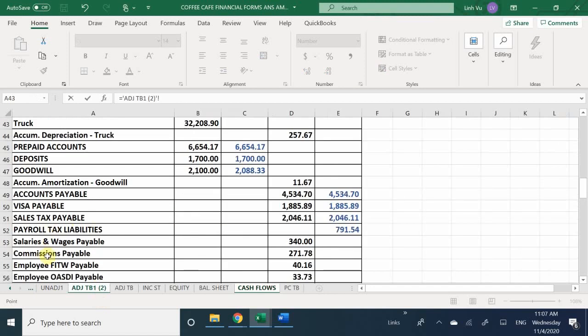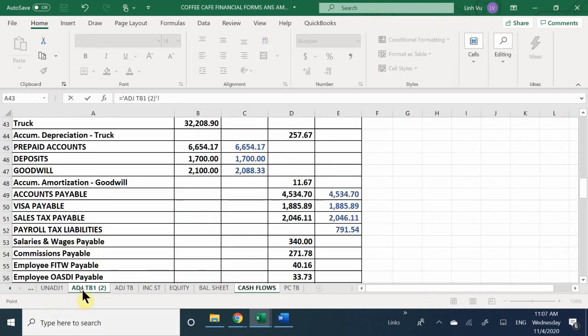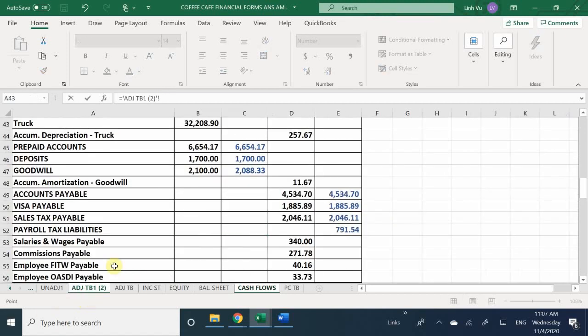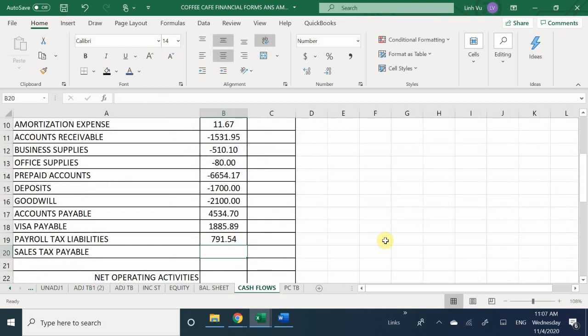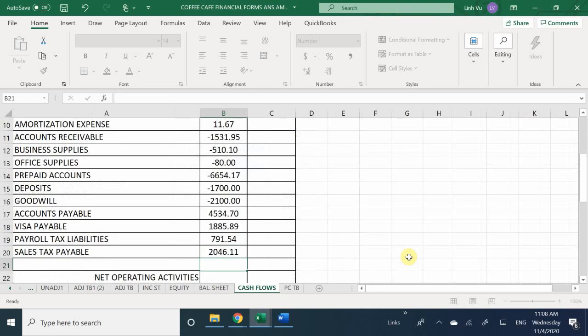So the amount of payables that I owe, all right, accounts payable, I owe $4,000. I also owe for my Visa payable $1,000 that I still have, so I can add that back in. I still have $791 of payroll tax I haven't paid, and I still have $2,046 worth of tax I haven't paid.